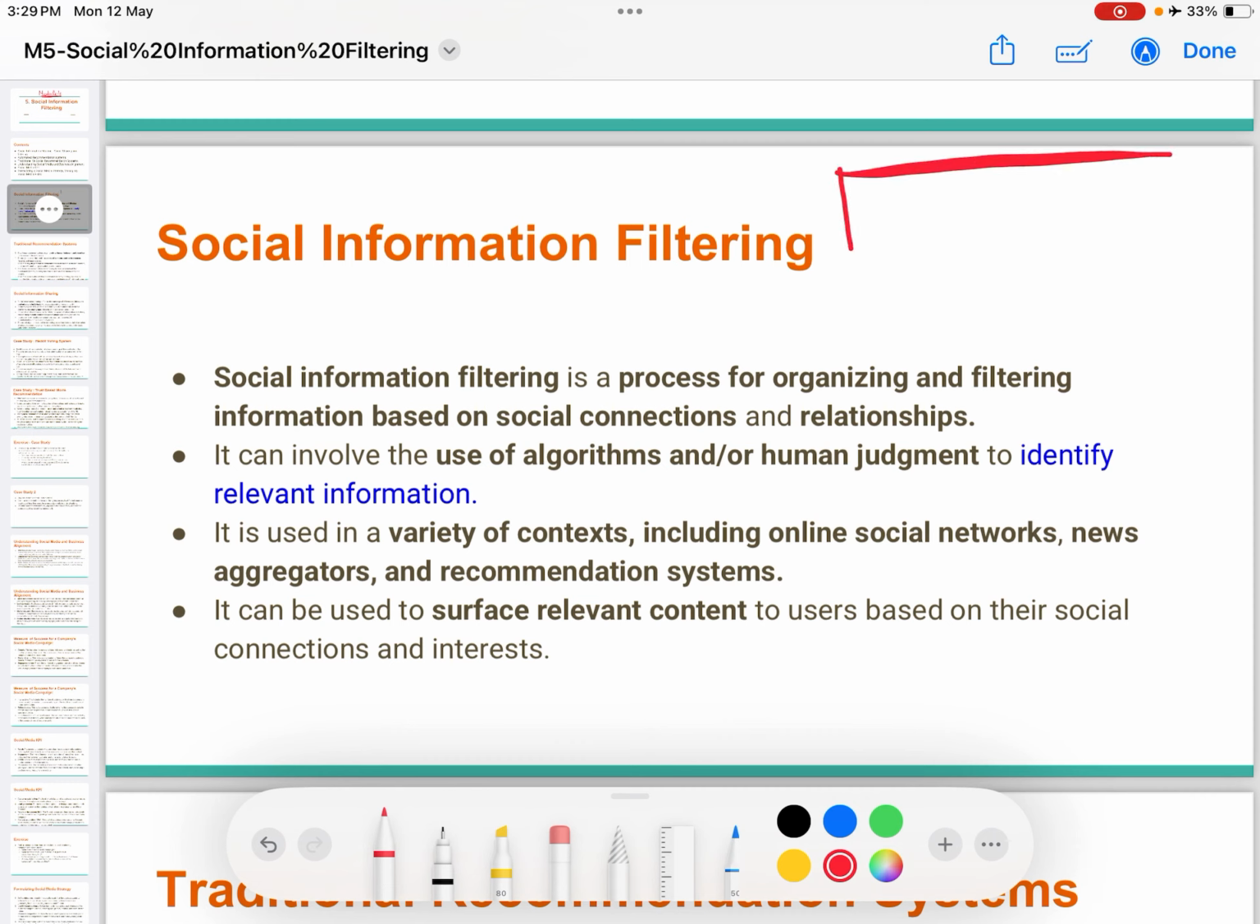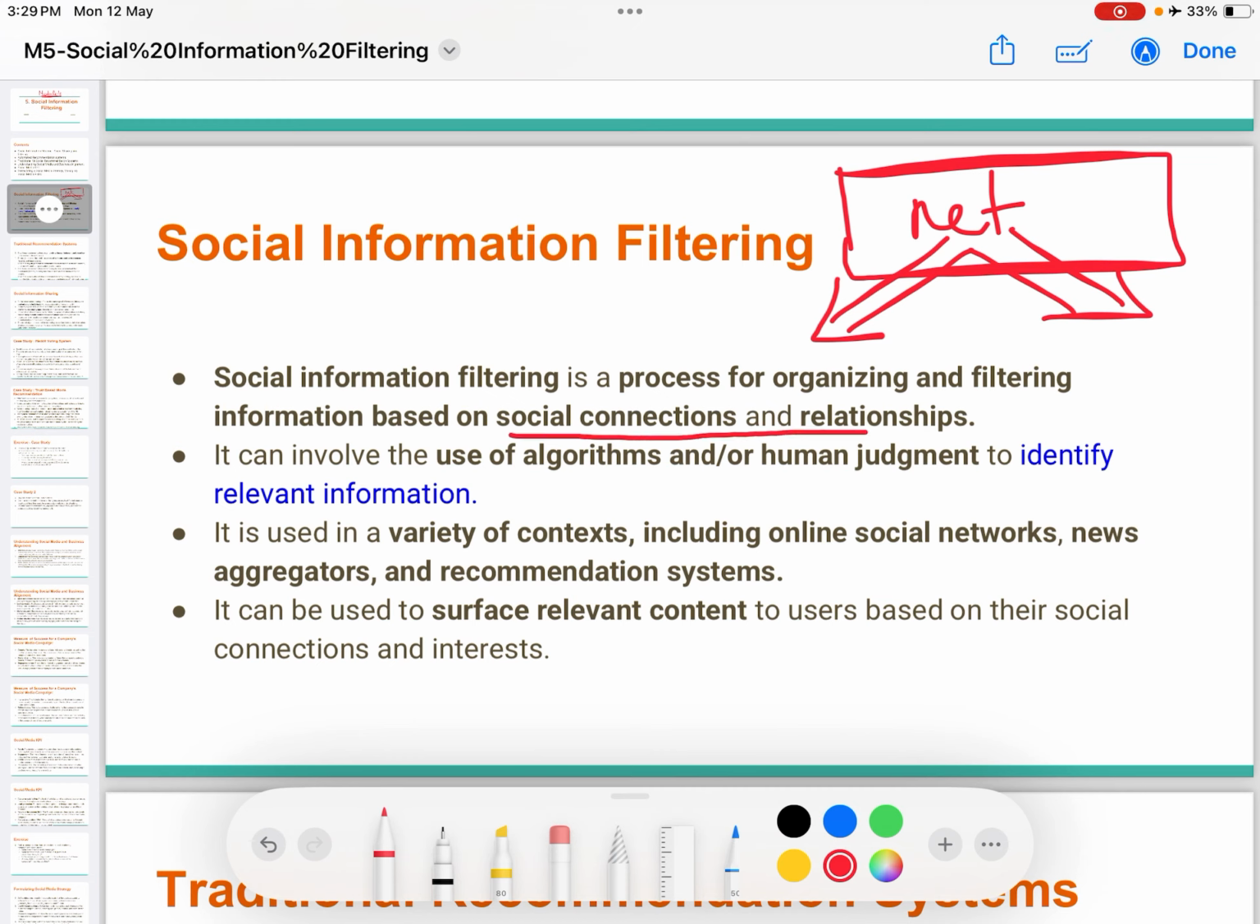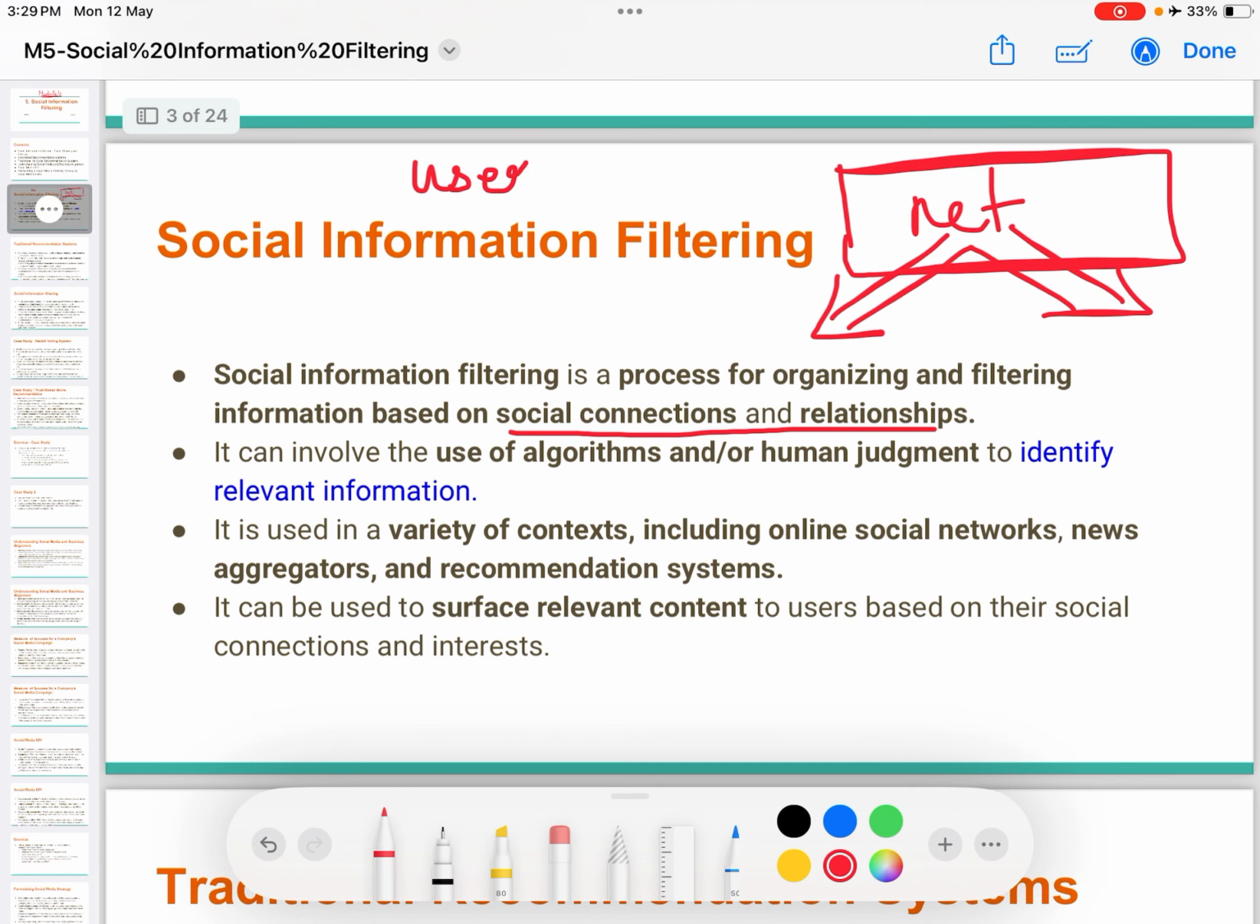So you have a vast amount of information present over the internet. Basically, filtering that information to remove irrelevant information, keeping relevant content. Based on what? Based on the social connections and relationships of the person. It can involve use of algorithms or human judgment to identify relevant information. So how will you filter the information? By using algorithms or human judgment. So for a user, whatever information is relevant will be identified using either certain algorithms or human judgment.